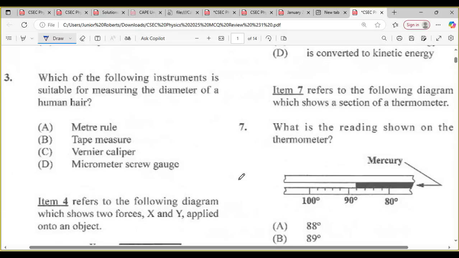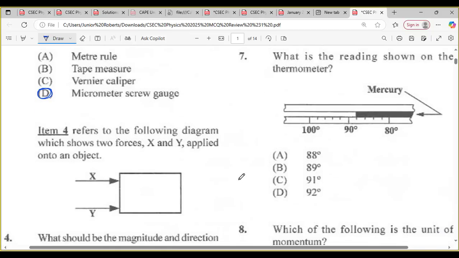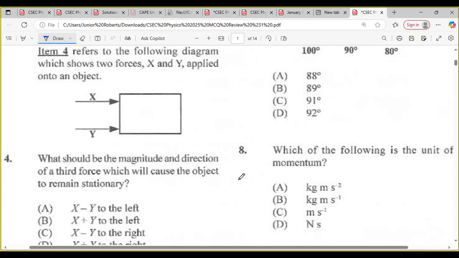Number 3 now says, which of the following instruments is suitable for measuring the diameter of a human hair? Now, in this case, since human hair has a very small diameter, right? So we want to use an instrument that has the highest precision. Now, the best instrument right here to use in this case would be our micrometer screw gauge. So we're going to go with D for this one. So that's question 3.